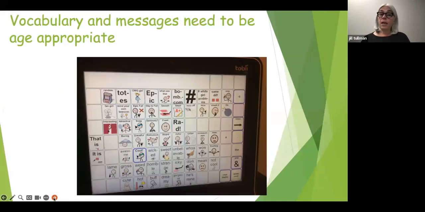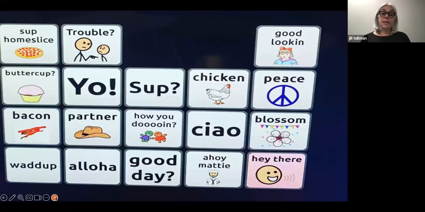We also want vocabulary and messages to be age appropriate. So here are some examples of this. How do we find age appropriate vocabulary? Well, we talk to siblings and to peers. Here's an example of someone who's really jazzed by greetings. So we don't just have to say hi, but lots of different greetings.